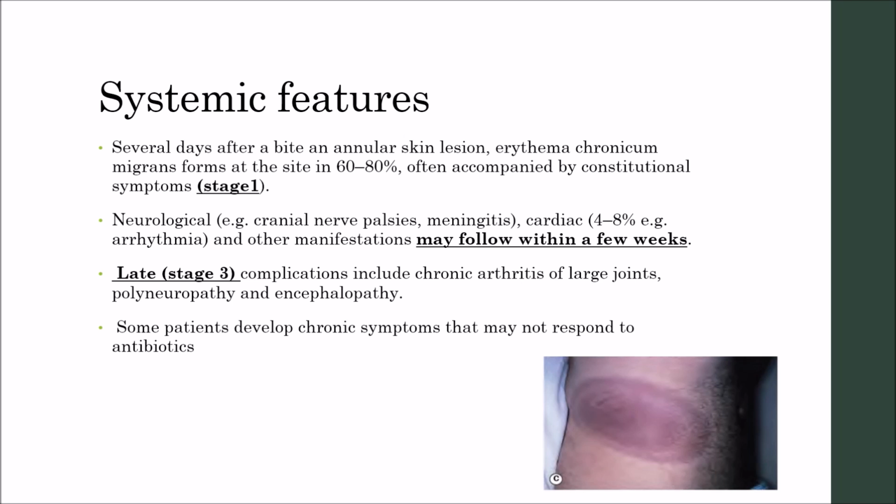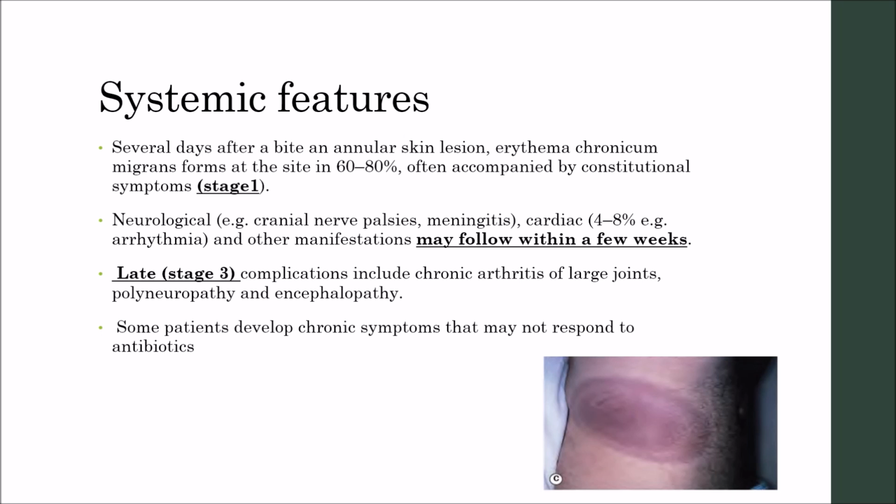This is followed by disseminated Lyme's disease, which is stage 2 and constitutes neurological features, for example, cranial nerve palsies, meningitis, cardiac involvement in 4 to 8%, for example, arrhythmias, and other manifestations like paralysis, like Bell's palsy, and pain at the site of the bite, and expansion of the rash.